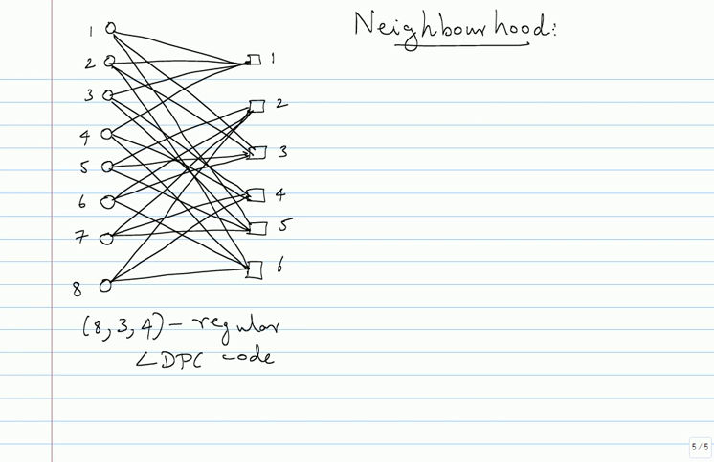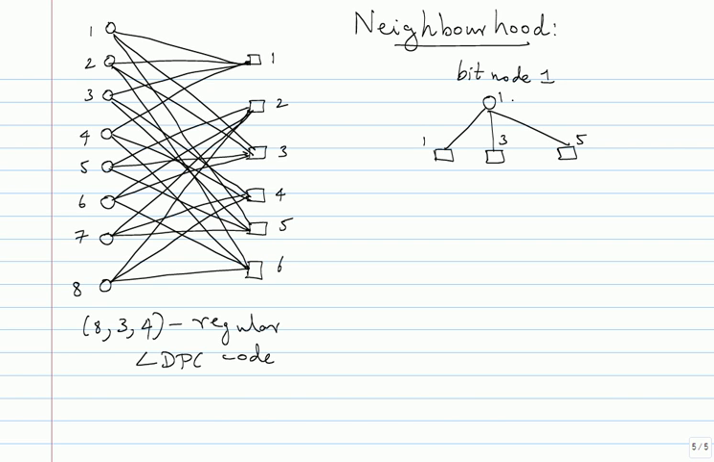I'll draw the neighbors of, say, bit node 1 at depth 1, depth 2, and so on. So let's start. Suppose I start with bit node 1. What are its immediate neighbors? How many neighbors will it have? The column weight is 3. What are the neighbors? 1, 3 and 5. This is my bit node 1, and I connect it to them.